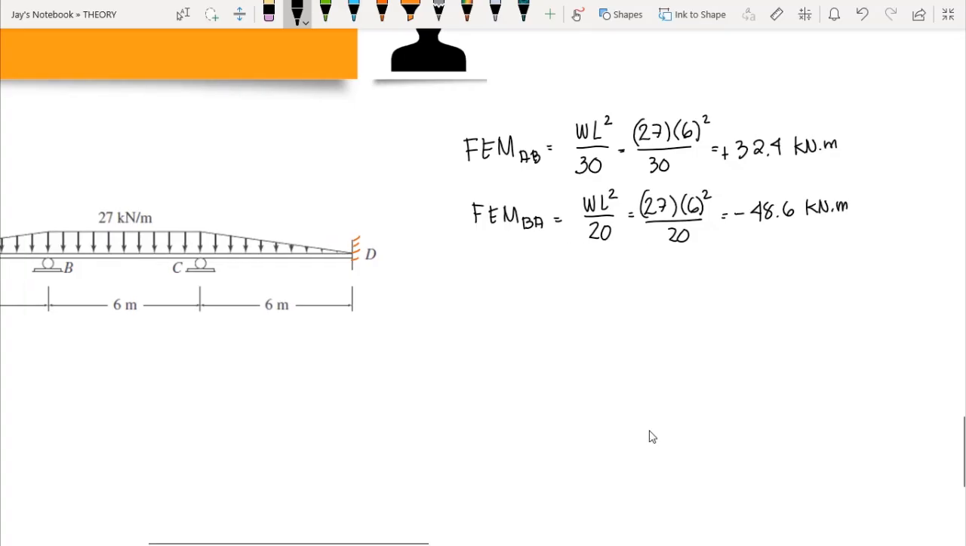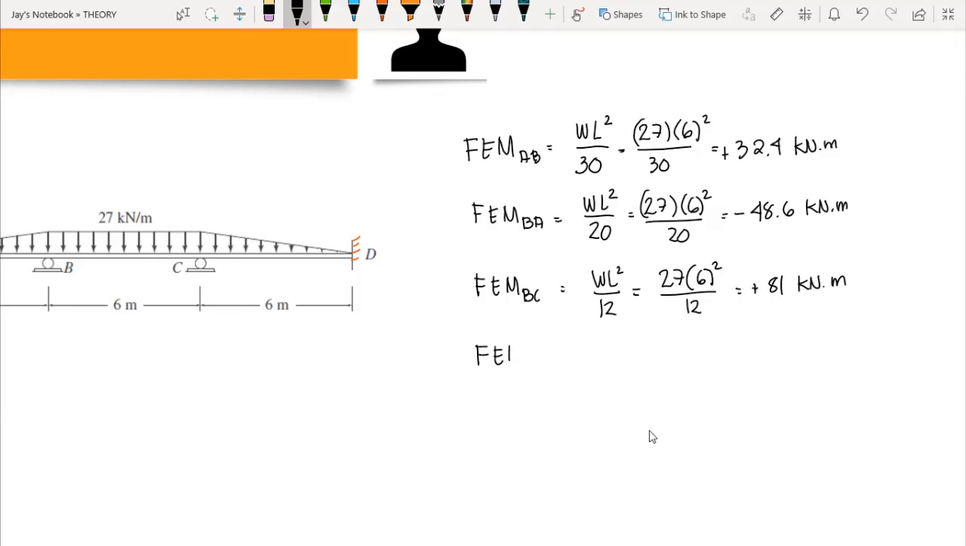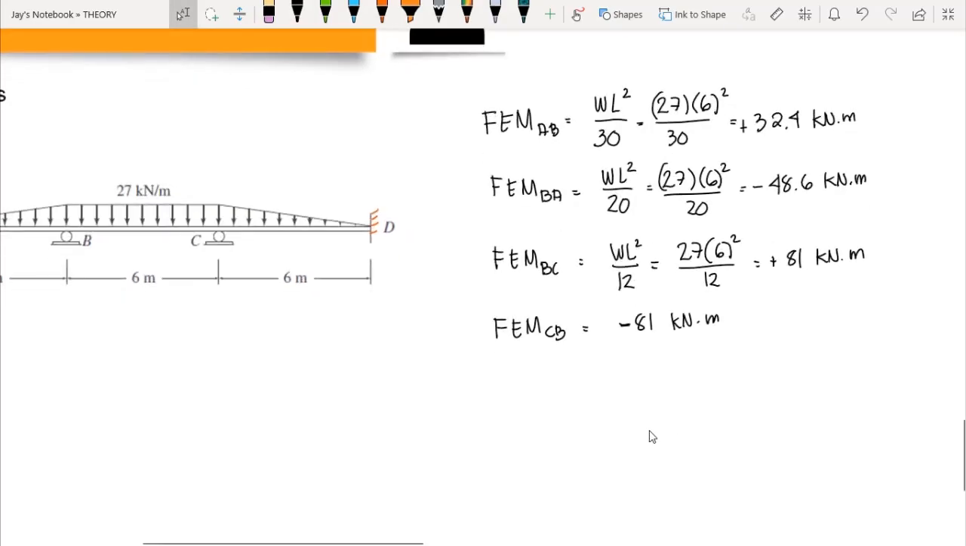we assume that as negative. And then for the fixed end moment on the side of BC, we have WL squared over 12, and this equals W is 27, L is 6 squared over 12. This would give us 81 kilonewton meters. That is positive because the rotation is counterclockwise. Fixed end moment CB is equal to negative 81 kilonewton meters. So we have the same value but opposite in direction.